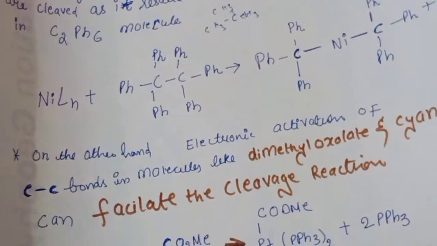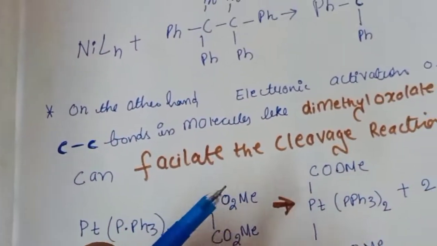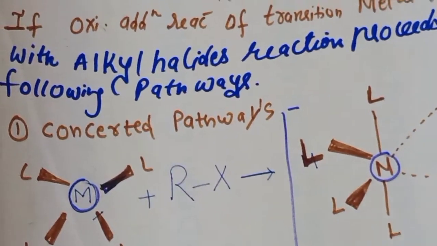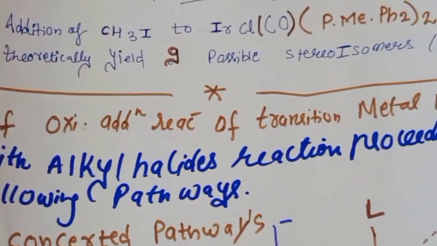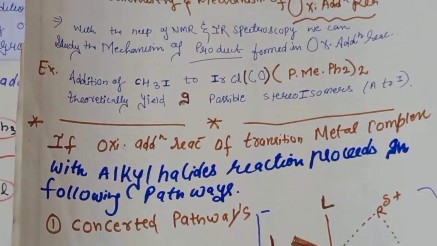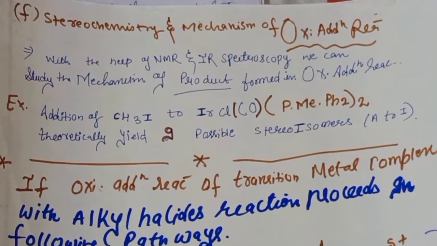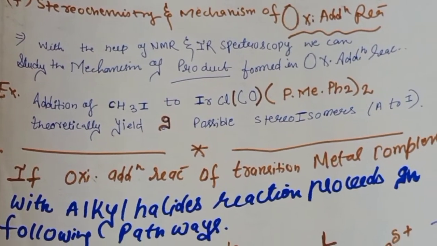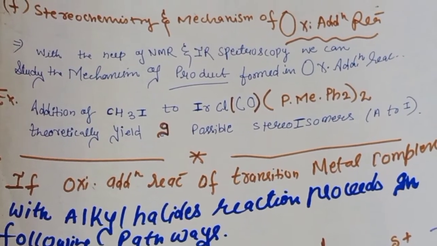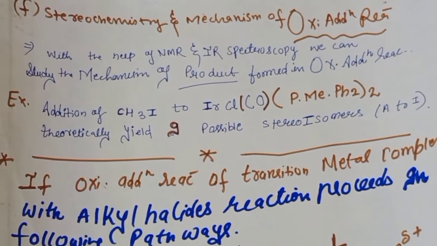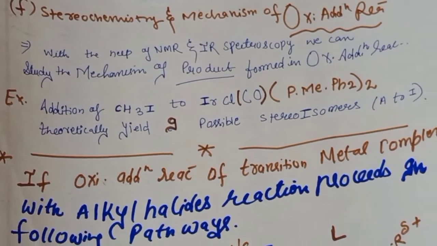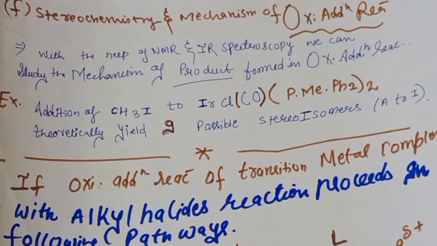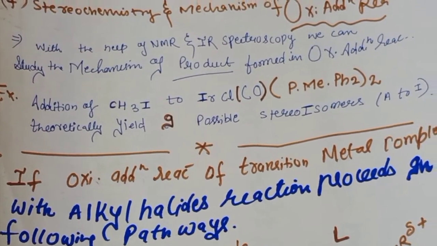So next point, it is not necessary to learn all the things, but you must know all these points. The next point is the stereochemistry and mechanism of the oxidative addition reaction. So what is stereochemistry? As we know the stereoisomers, any reaction that takes place depends upon which type of configuration the molecule will have, and which type of configuration the product will have.